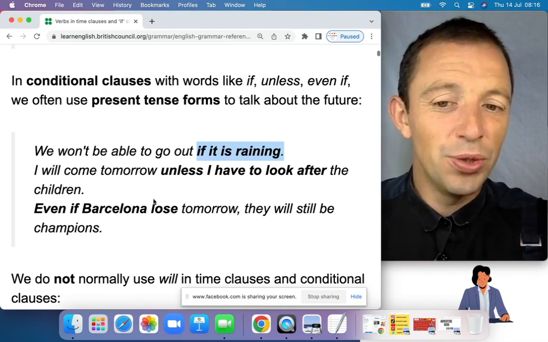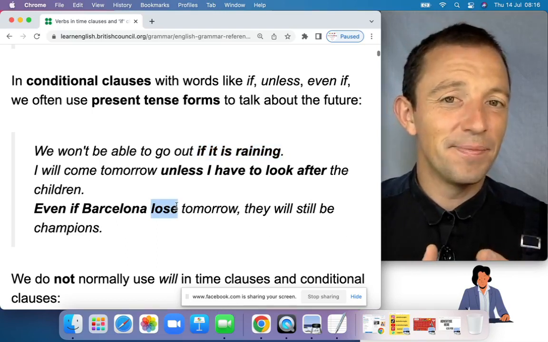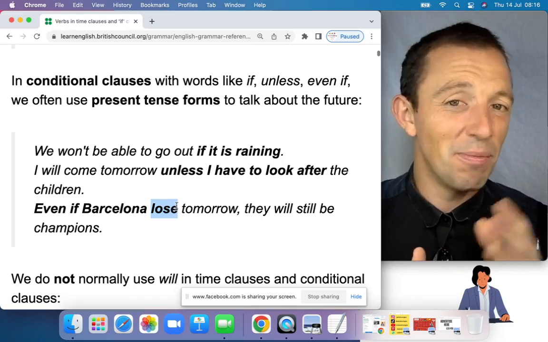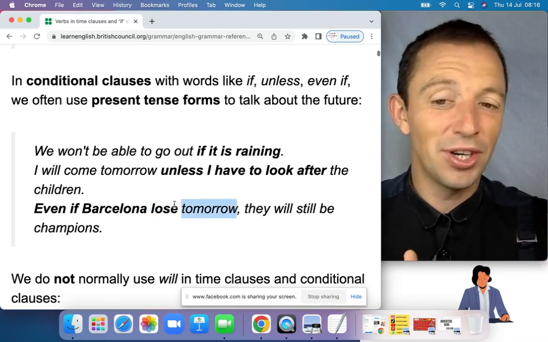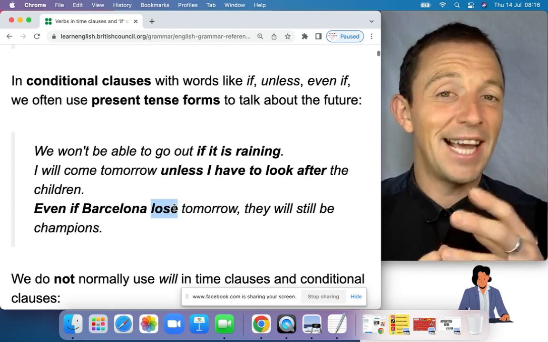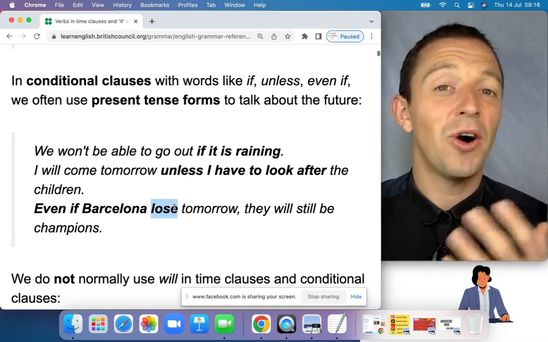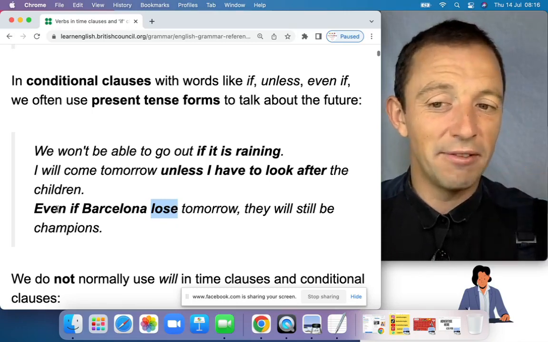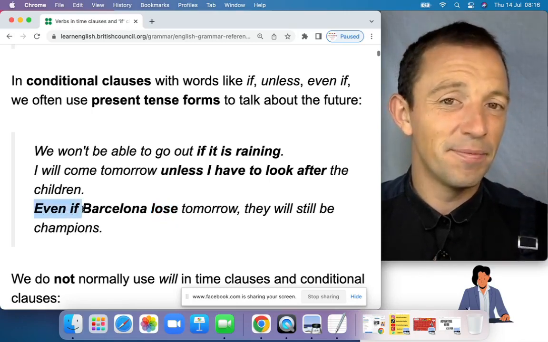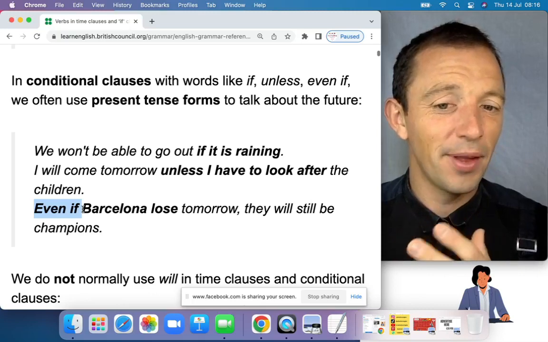And lose is the present. So even if they lose tomorrow, it's confusing because tomorrow is obviously the future, but we use the verbal tense in the present to talk about the future because it's a conditional and because we have the words even if. And that's the lesson today.